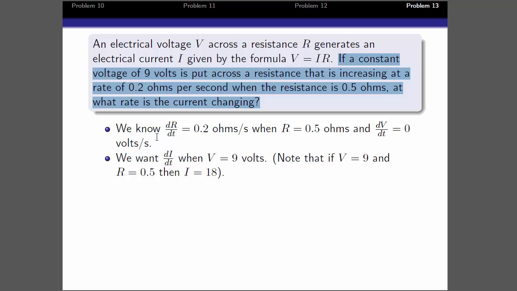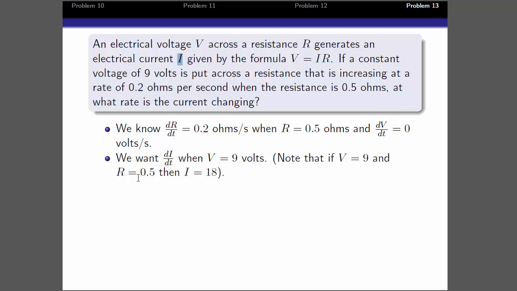R was for resistance, so we saw that resistance was increasing at 0.2 ohms per second, so dR over dt is 0.2 ohms per second when R equals 0.5 ohms. And it said the constant voltage, so that means V is not changing. dV over dt is 0 volts per second. And then the problem says, at what rate is the current changing? The current was I, so we want dI over dt when the voltage equals 9 volts.